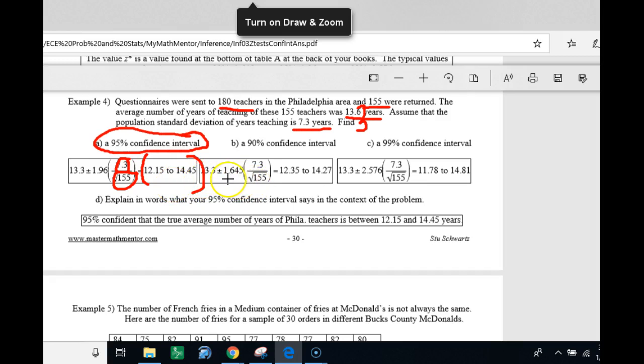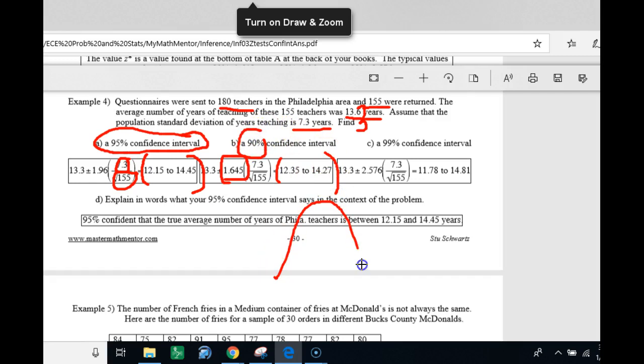Now, likewise, when we do a 90% confidence interval, our critical value is smaller. Again, look in the back of the book or look it up on the table online, any of the resources I've shared with you, and you'll see it's 1.645. That's the critical value for a 90% confidence interval. And notice that our interval is going to be smaller. So we have a smaller range with a lower confidence.